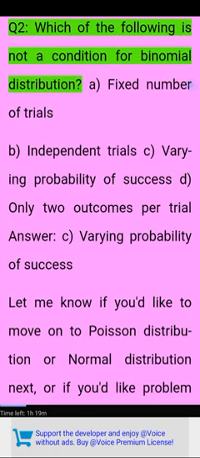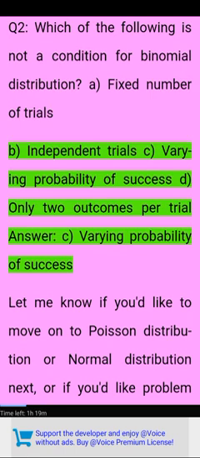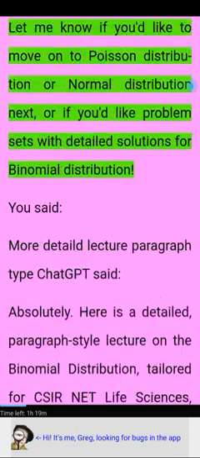Q2. Which of the following is not a condition for binomial distribution? A) Fixed number of trials, B) Independent trials, C) Varying probability of success, D) Only 2 outcomes for each trial. Answer: C) Varying probability of success.